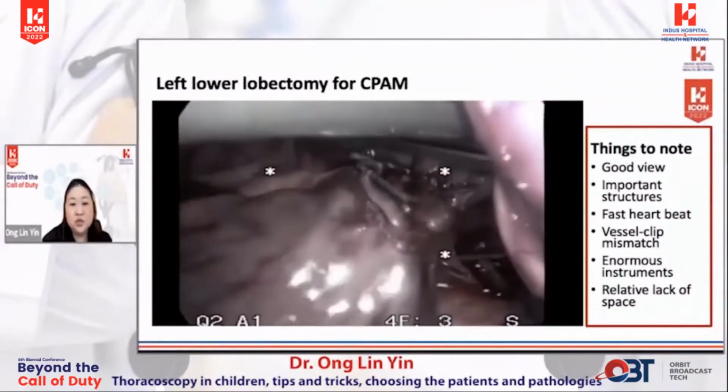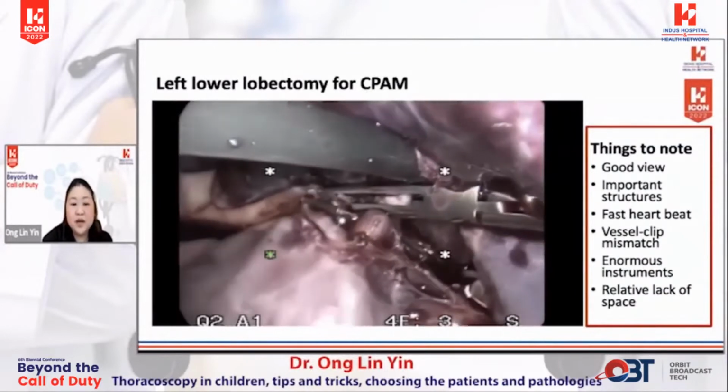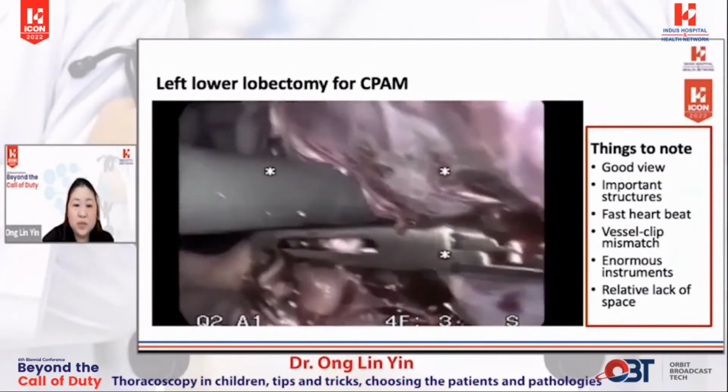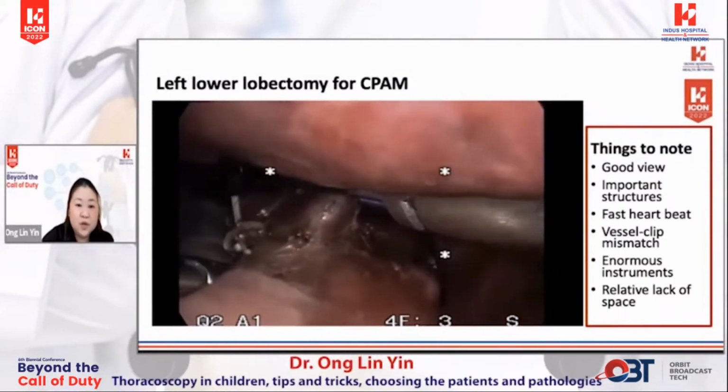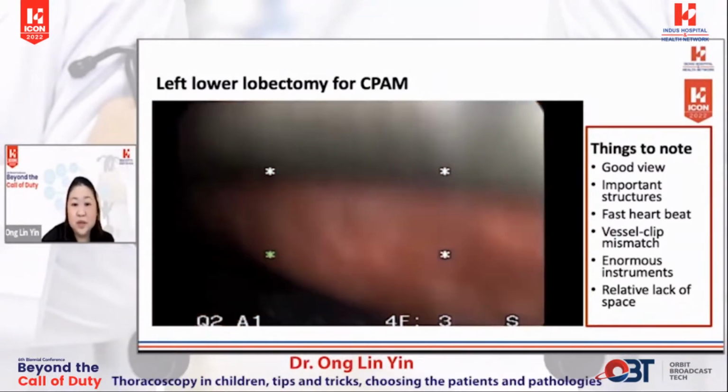Having taken the arteries and the vein, the focus is on the preparation of the bronchus, and it's important to make sure that you only clamp on the bronchus supplying the lower lobe and do not disrupt the bronchus that goes to the upper lobe. And over here, we're using the stapler to complete the lobectomy.